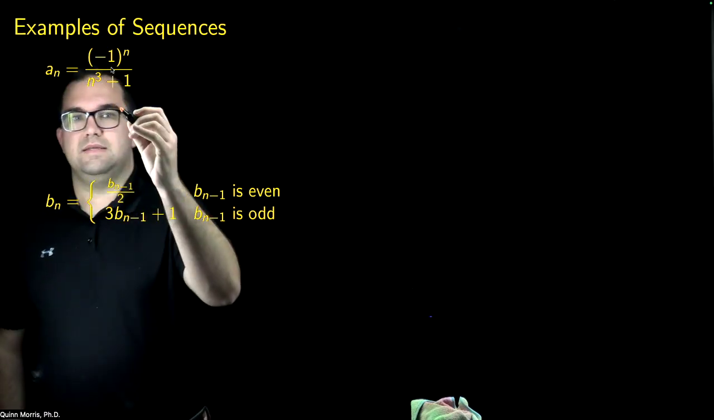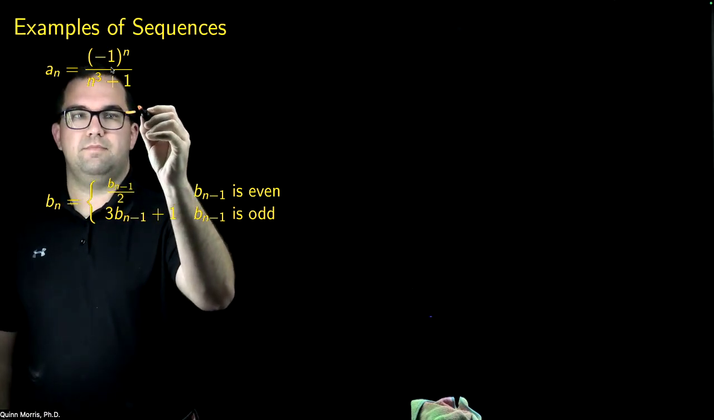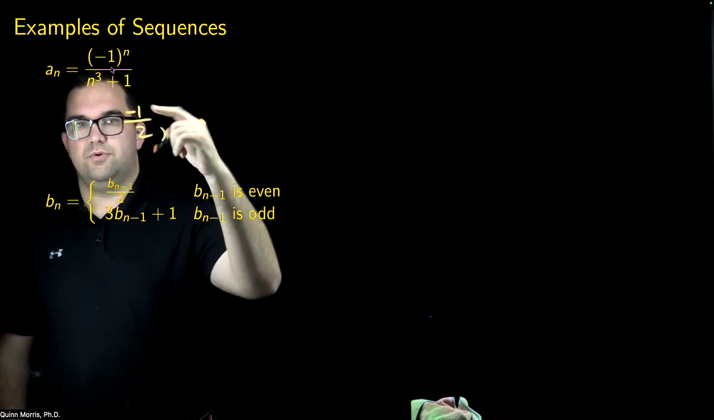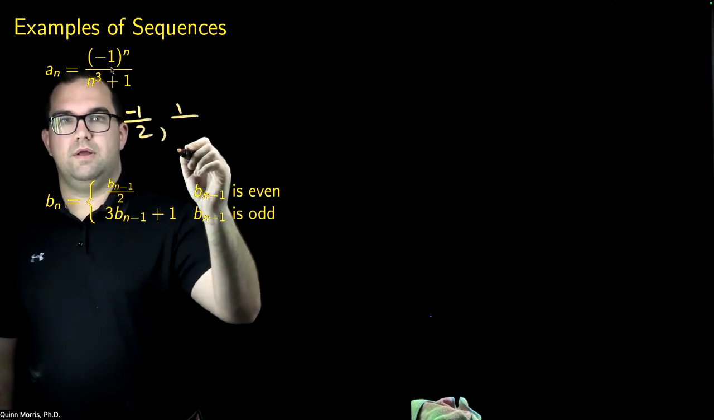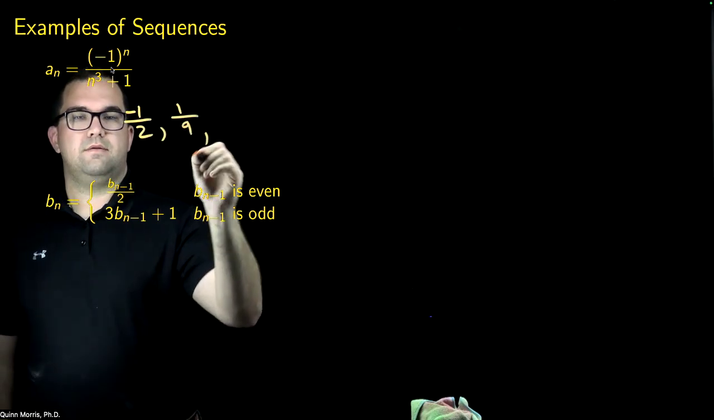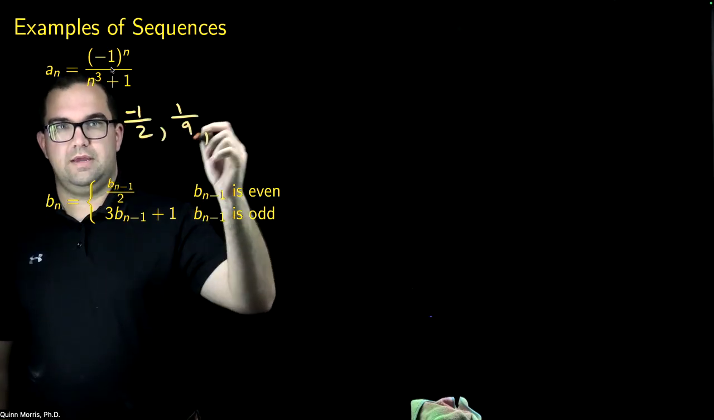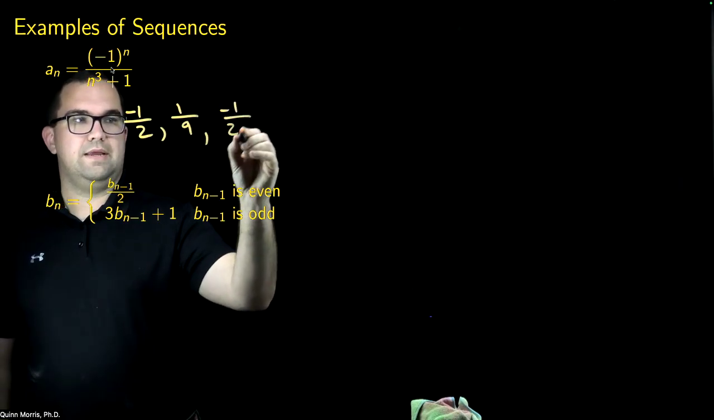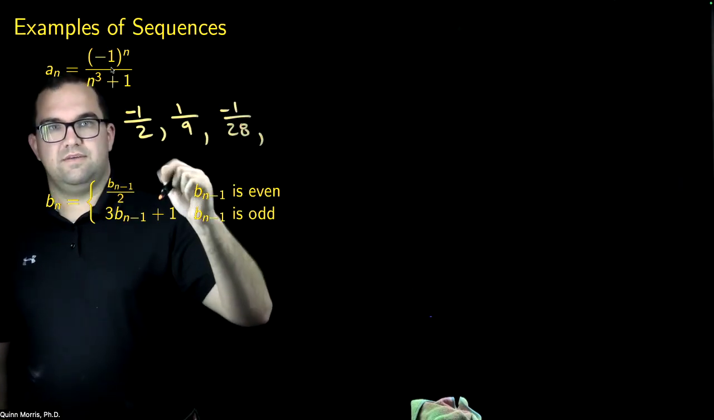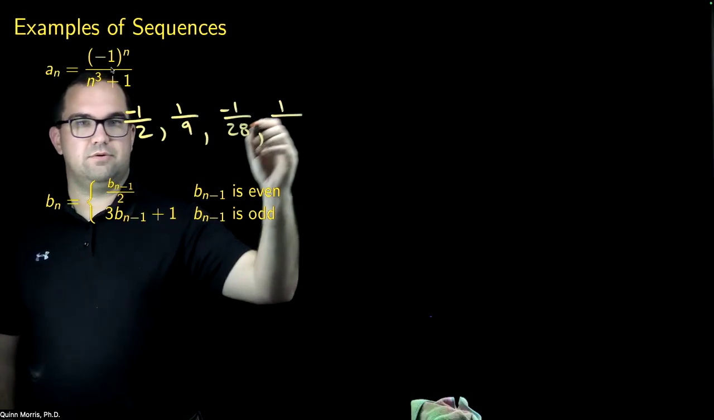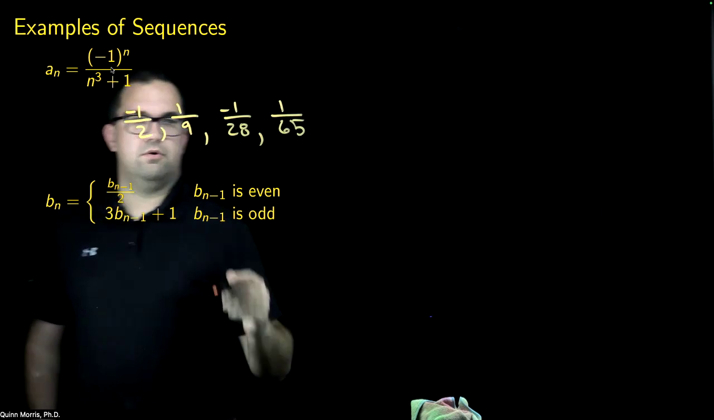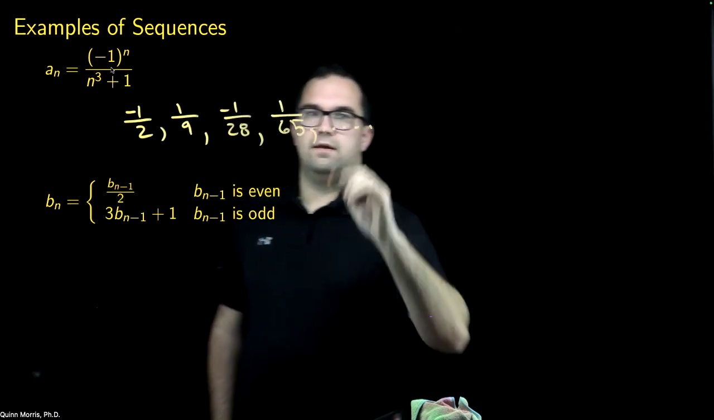So if I plug in n is equal to 1, this will give me negative 1 over 2. If I plug in n is equal to 2, this will give me 1 over 9. If I plug in n is equal to 3, this will give me negative 1 over 28. And let's see if I can go one more. If I plug in n is equal to 4, this will give me 1 over 65, and so on and so on.